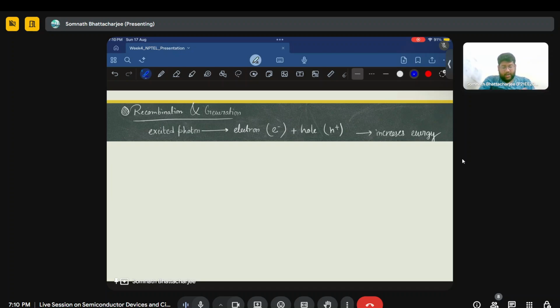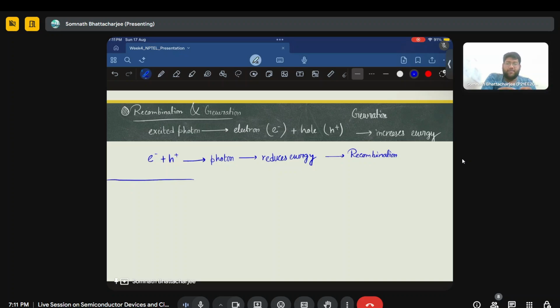Similarly, in a case where we have an electron and a hole, and they both recombine, they get mixed. What happens is that they result in a particle called a photon. In this case, it reduces energy, and this phenomenon is called recombination, whereas the previous one was generation.